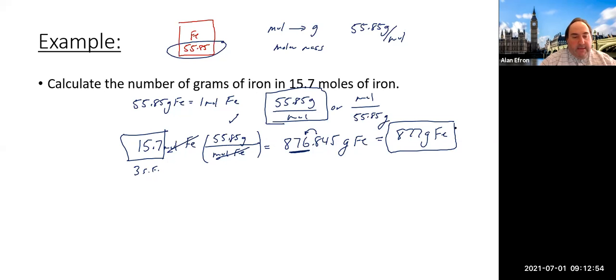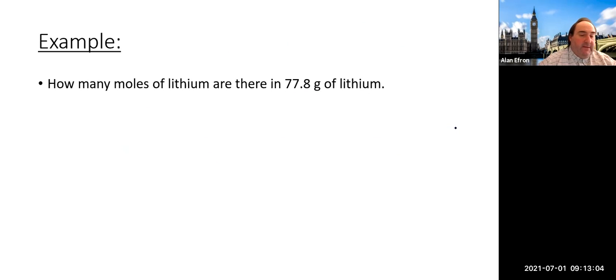Okay, then let's take a look at another one, which is lithium. How many moles of lithium are there in 77.8 grams of lithium? Again, take a moment or two and see what you come up with. Lithium from the periodic table is 6.941.